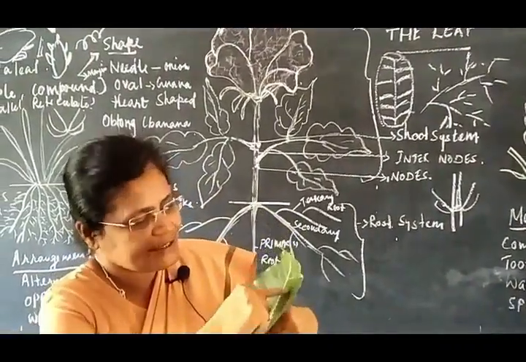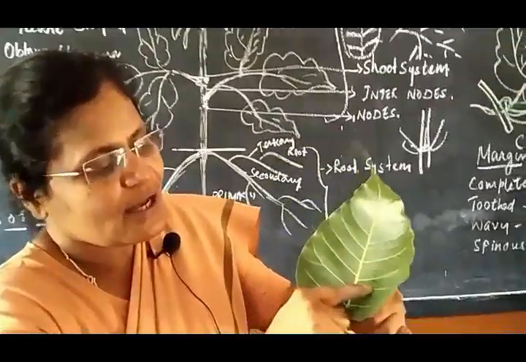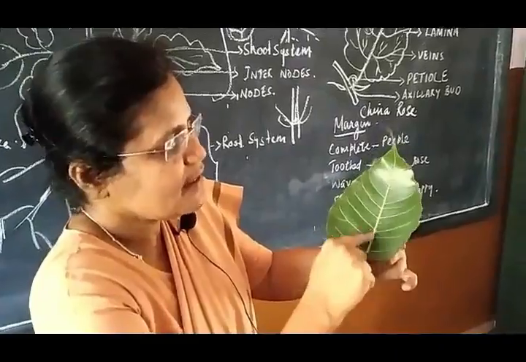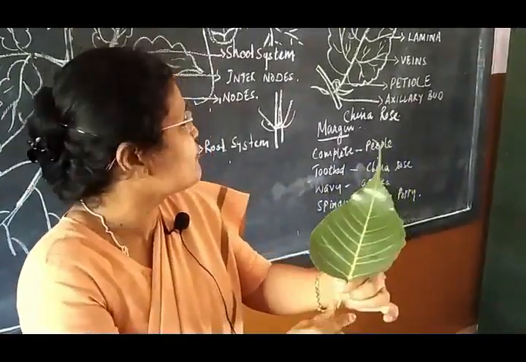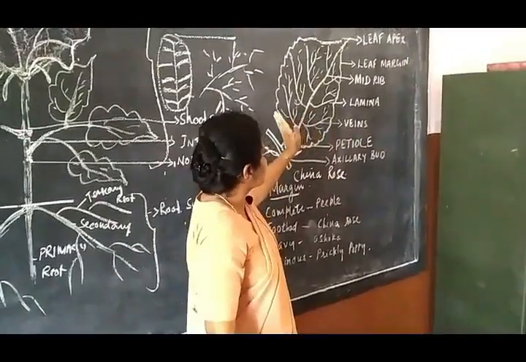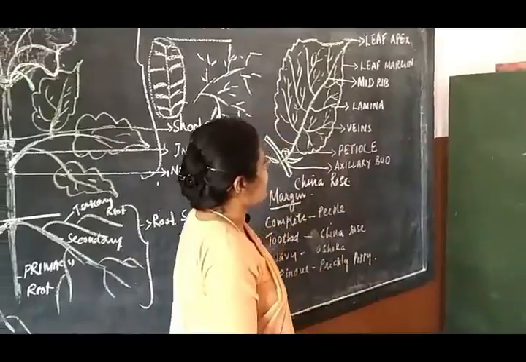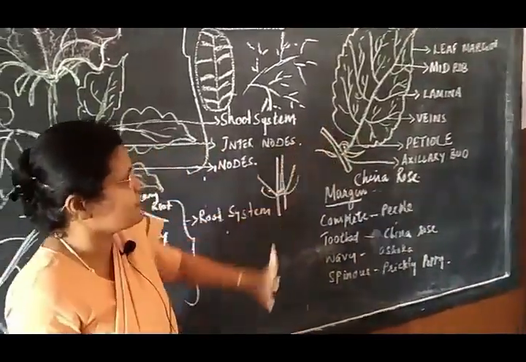Then you have the midrib. The petiole extends in the middle line, called the midrib. Then you have the lateral veins, and then you have thousands of branches of veins called your veinlets. Then you have the margin, and then the leaf apex. So these are the different parts of your leaf.